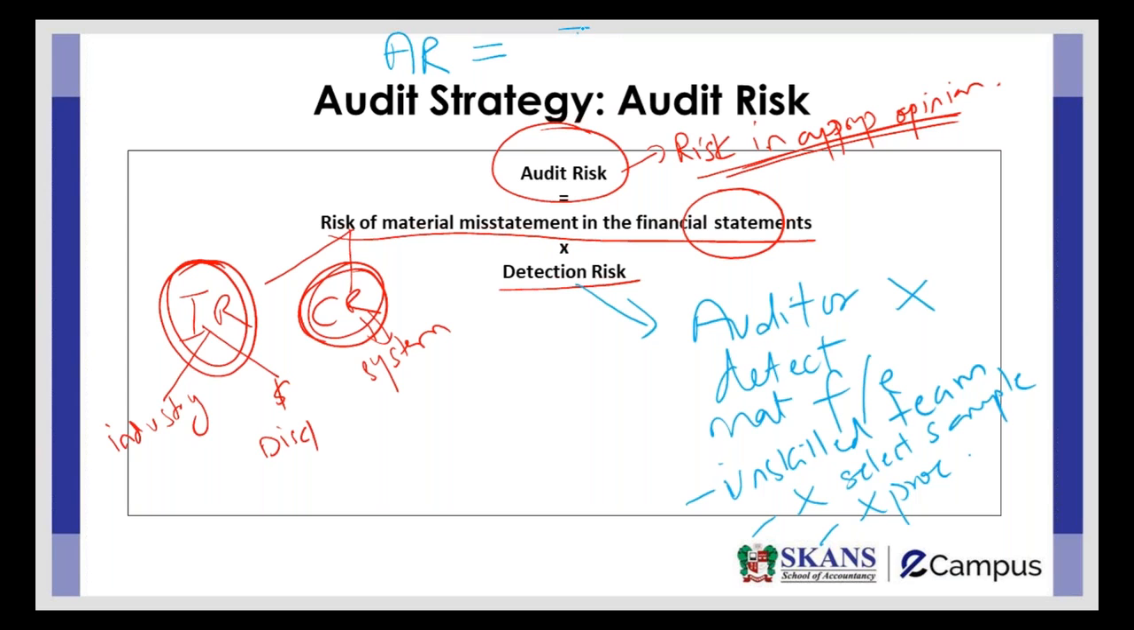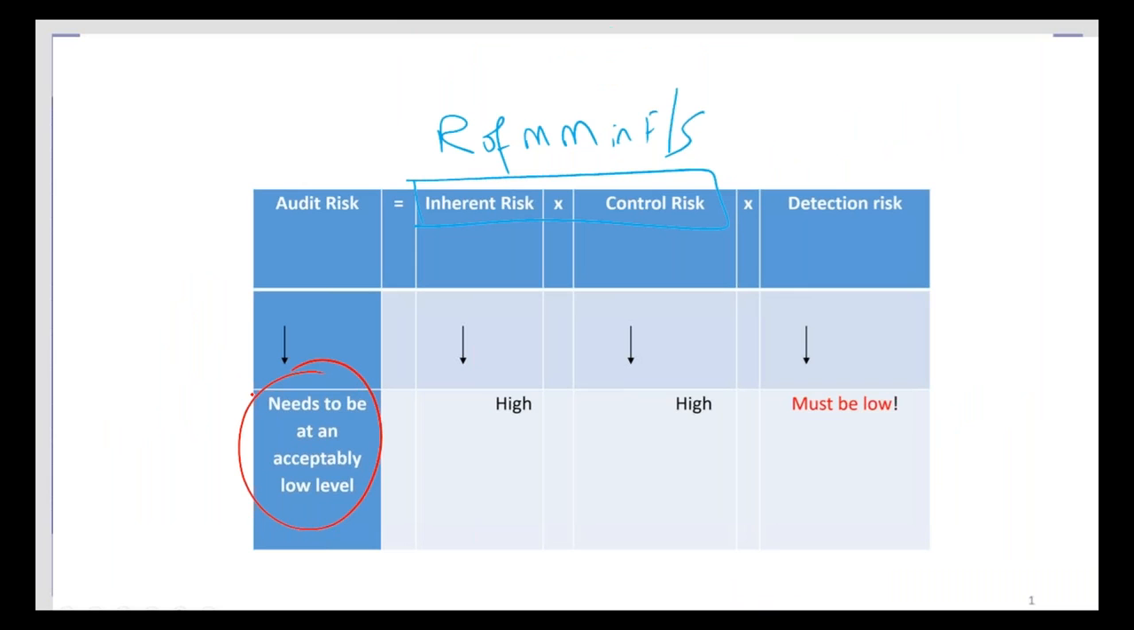My risk of incorrect opinion has to be kept low. It can only be kept low if I manage the components. If the inherent risk is high, if the control risk is high, then I have no option but to reduce detection risk.